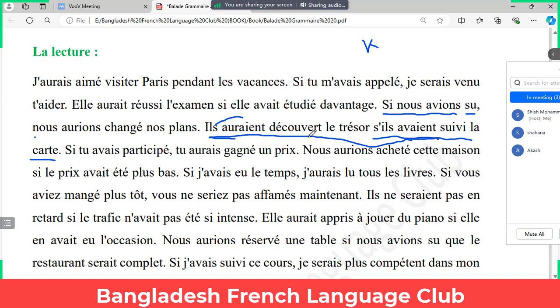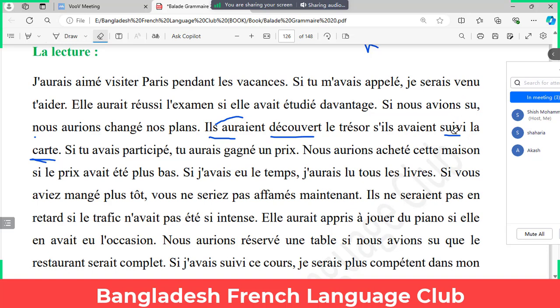So ils auraient découvert means they would have discovered le trésor. Le trésor means the treasure, the hidden treasure. S'ils means if they, so si becomes s' before il. Suivi means followed. If they had followed la carte, the map. They would have discovered the treasure if they had followed the map.